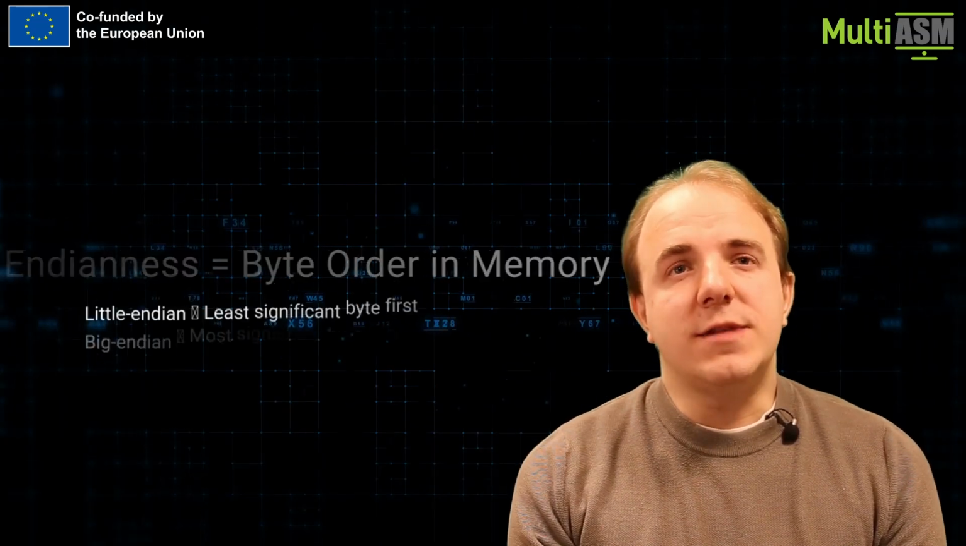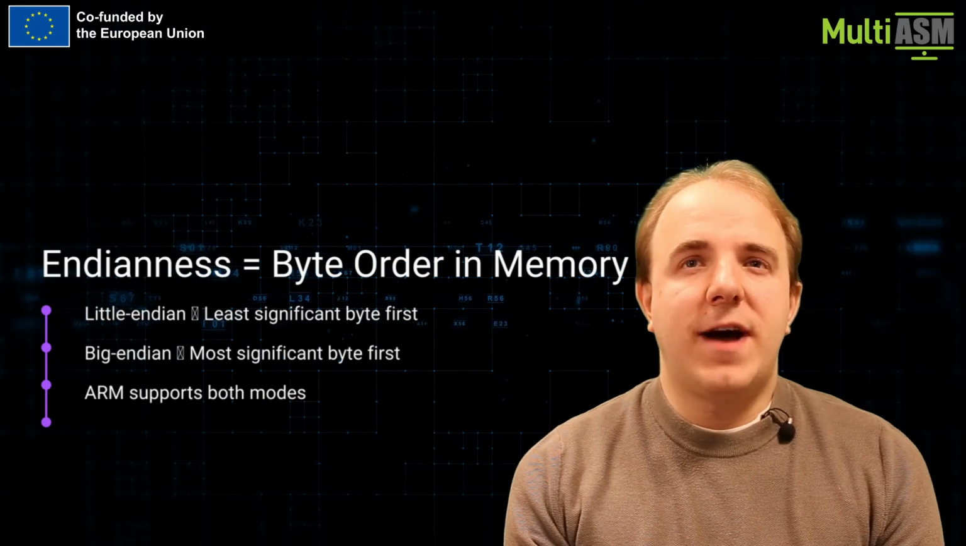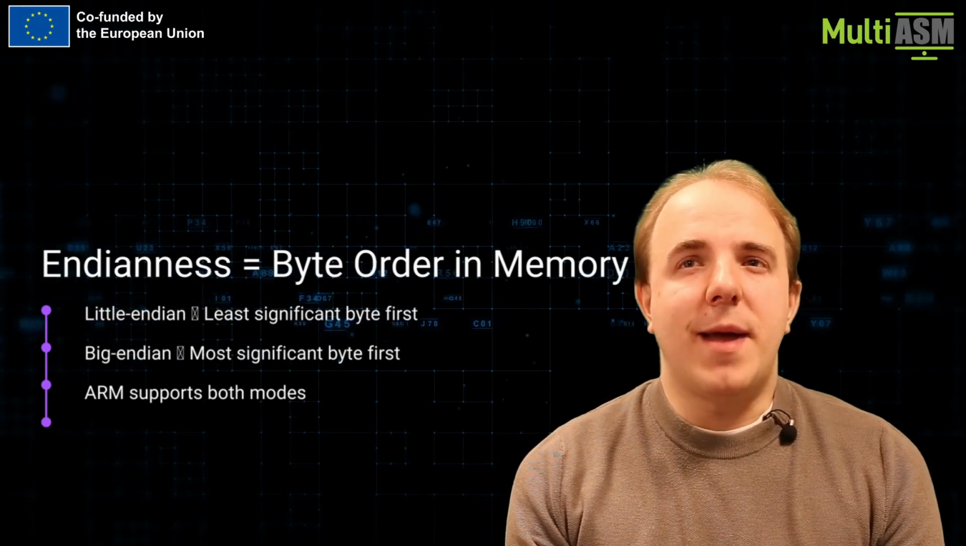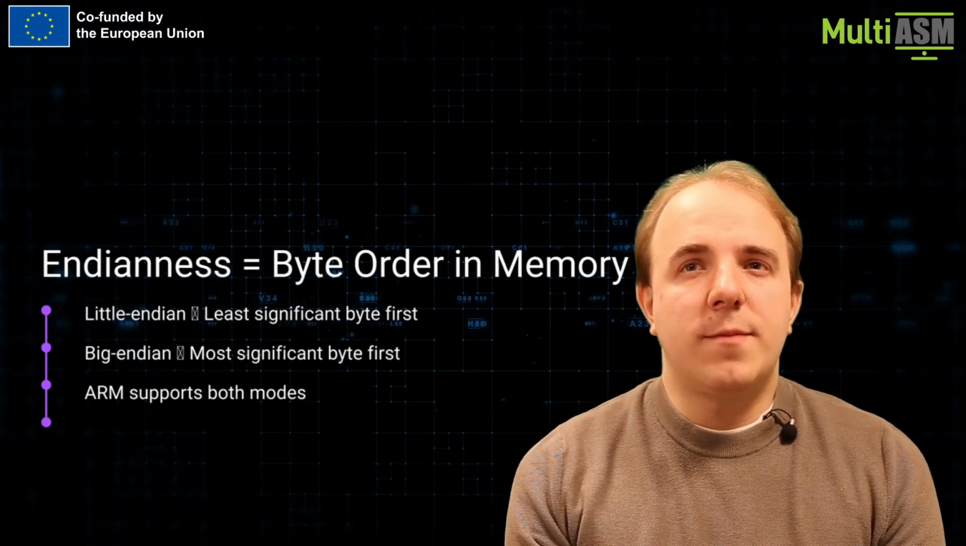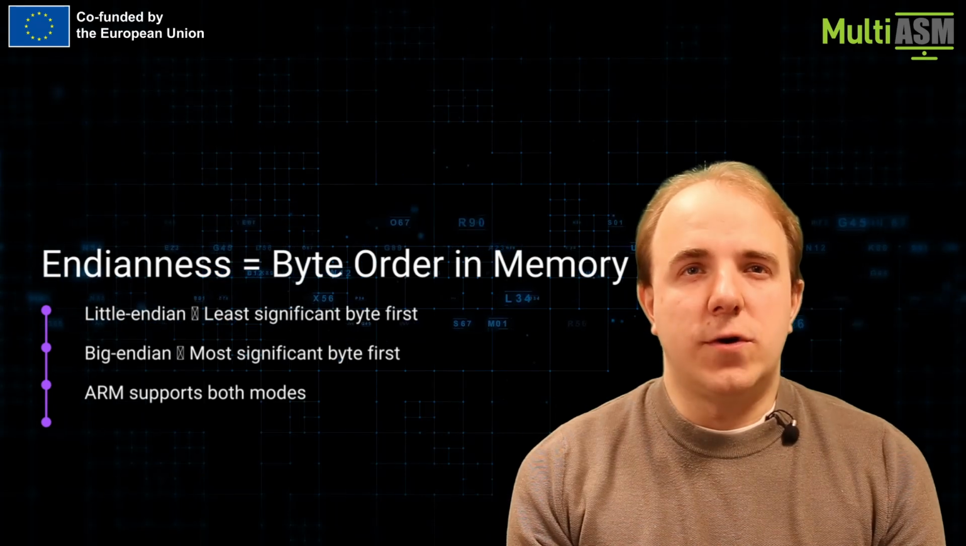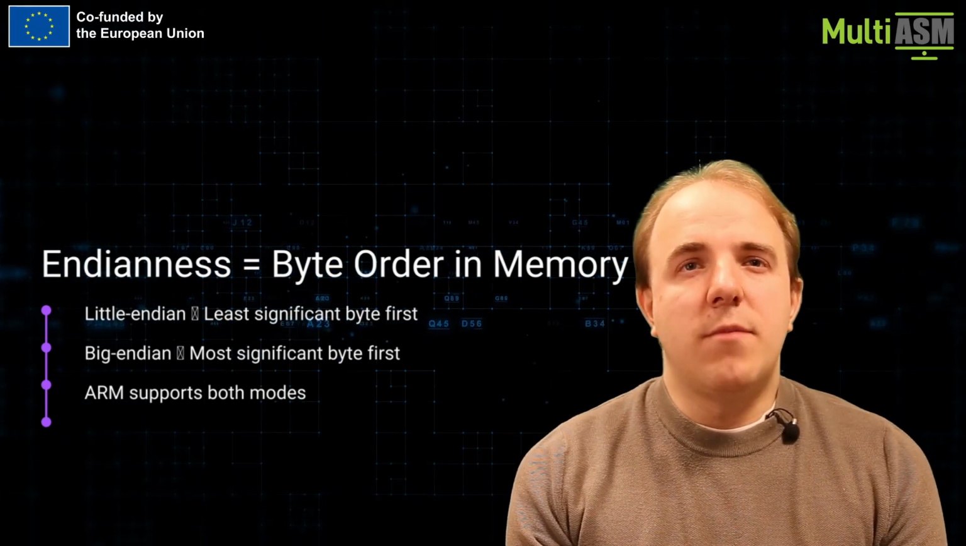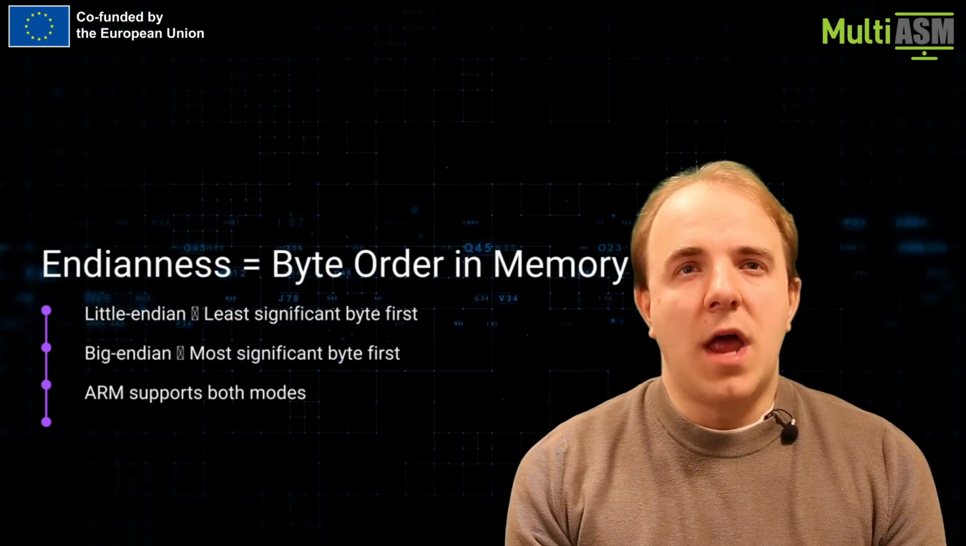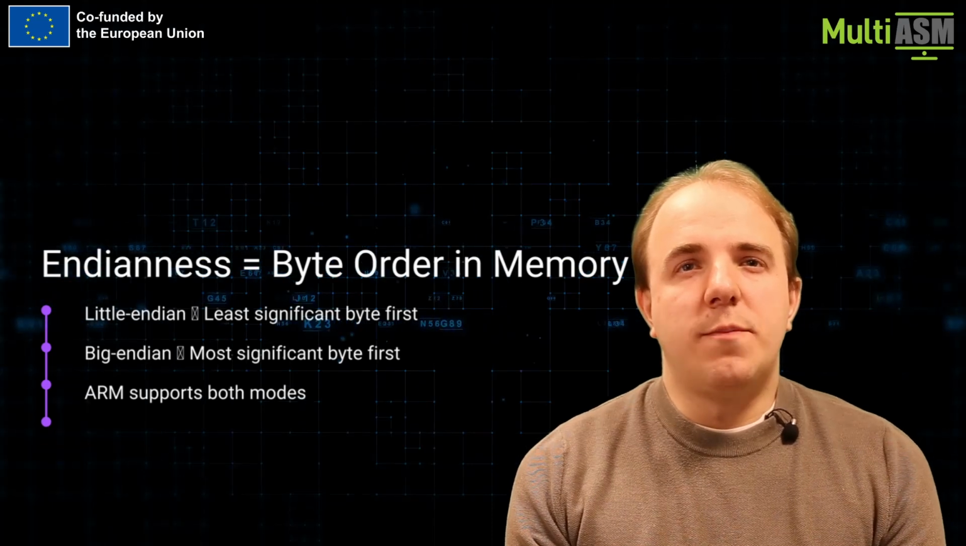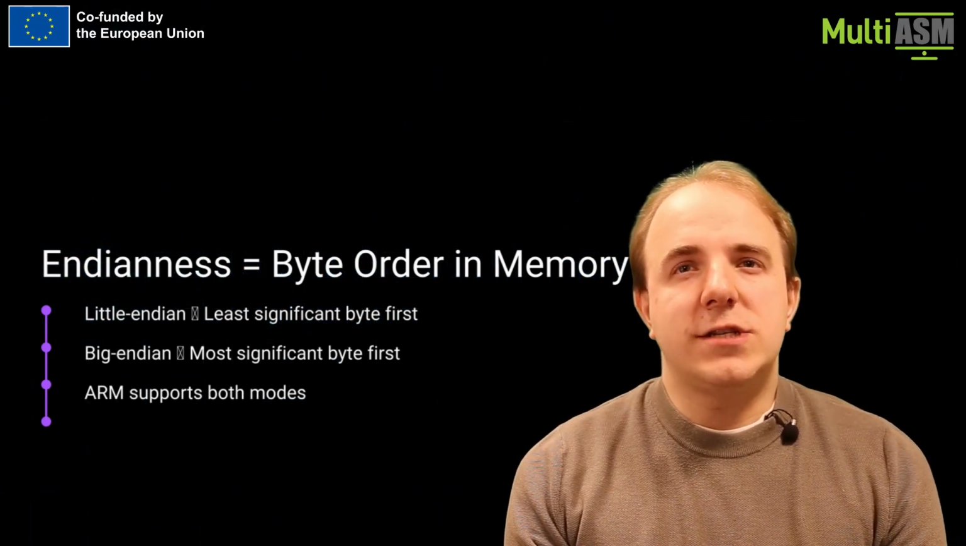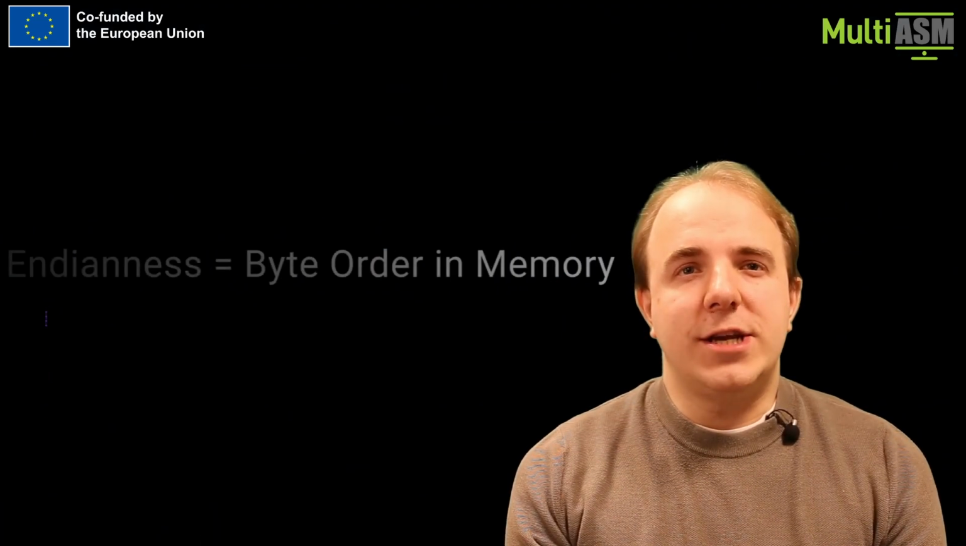Another important concept is endianness. Endianness defines the order in which bytes are stored in memory. In little endian format, the least significant byte is stored first. In big endian format, the most significant byte comes first. ARMv8 processors support both modes, depending on the processor features and system configuration.